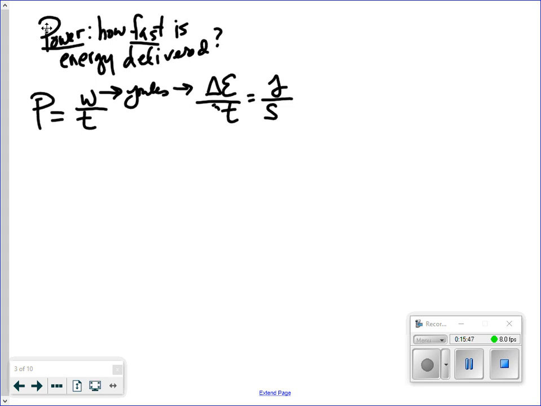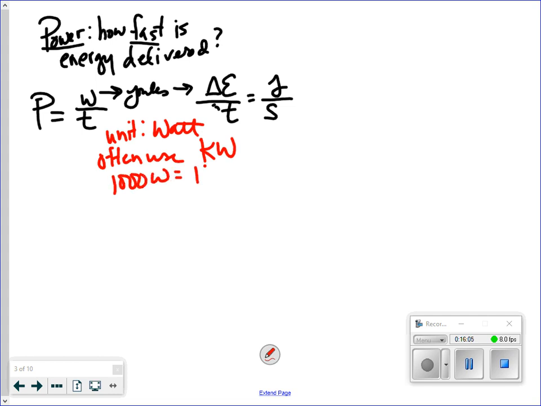So power is still measured in a watt. The unit is still the watt, but that is small. So we often use the kilowatt, which is, there's 1,000 watts in a kilowatt.